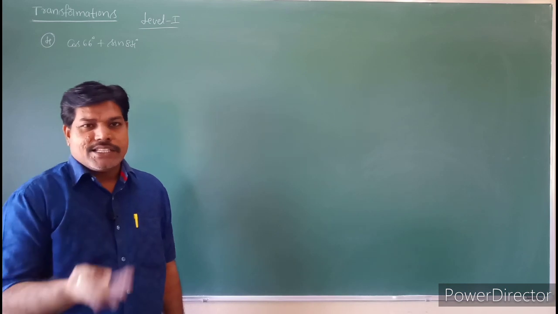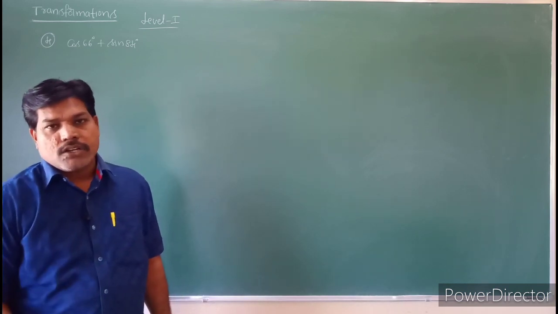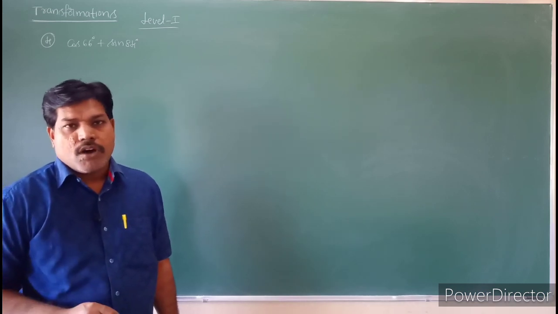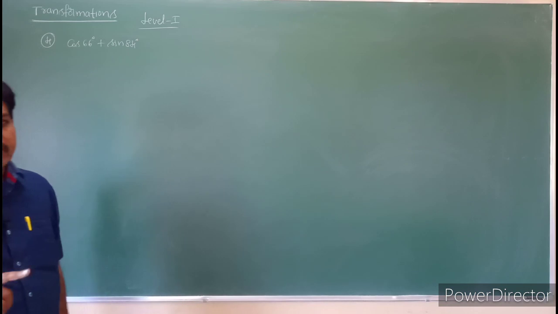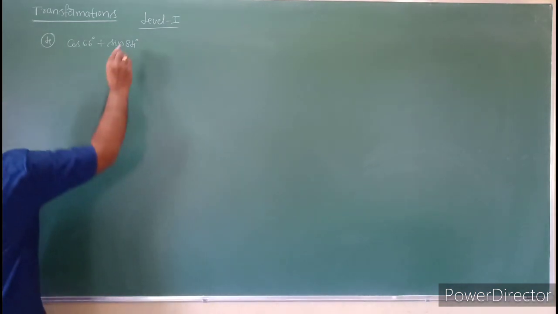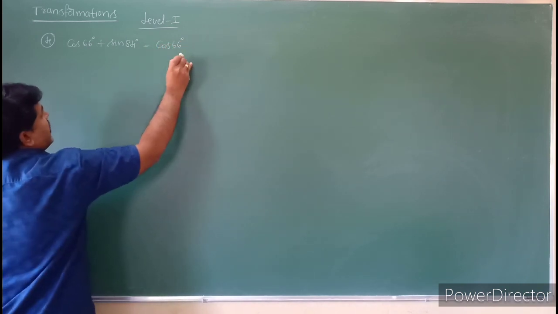Why? Because of the formulas sin c plus sin d, sin c minus sin d, cos c plus cos d, cos c minus cos d. You can apply these formulas only when both trigonometric functions are the same. Okay. So that's why I will change one trigonometric function into the other. How can you change that? So that is cos 66 degrees.